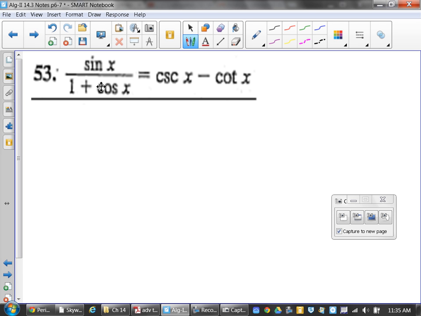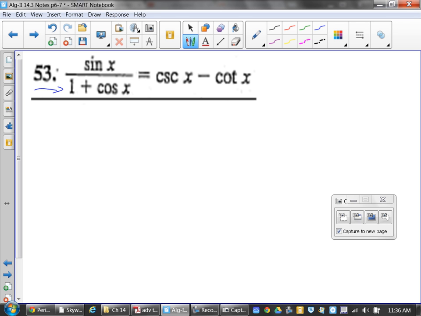So I have sine over 1 plus cosine. In this one, I really can't split anything apart because I have the addition in the denominator. 1 plus cosine is not one of my Pythagorean identities. If I wanted to make it a Pythagorean identity, what would I multiply by? You'd have to do 1 minus cosine. I have to multiply by the conjugate here.